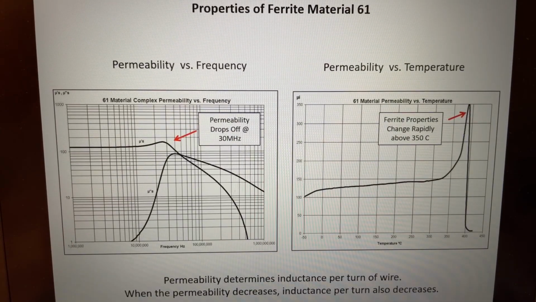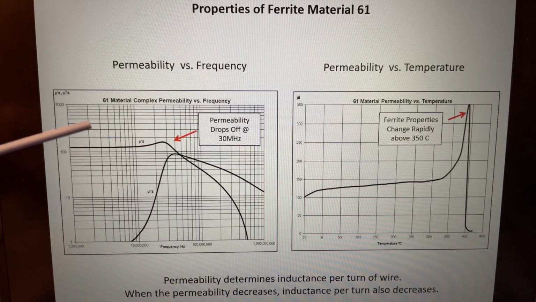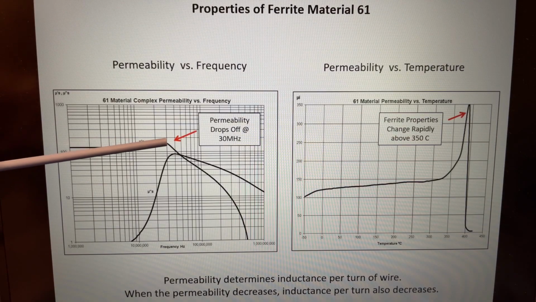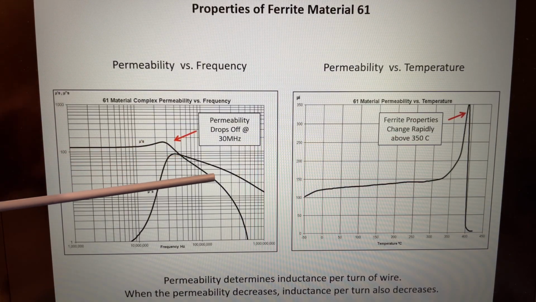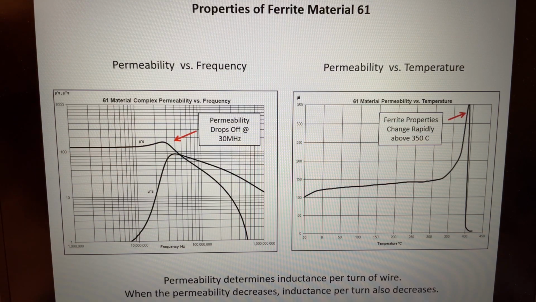So here's permeability versus frequency. This is material 61 here, and you can see it's rated for inductive applications up to 30 megahertz, and you can see that the permeability drops off above 30 megahertz. It's a fairly sharp drop off.